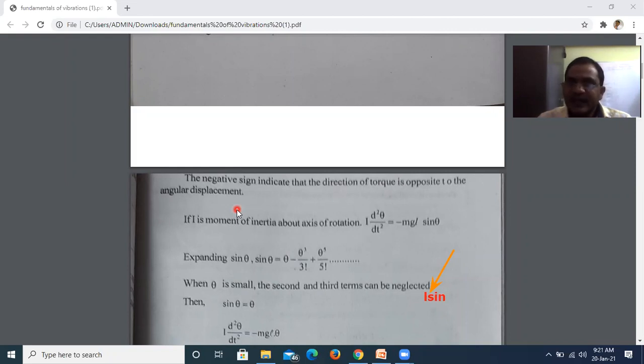Since there a and x are in opposite direction, our force and displacement are in opposite direction. F is equal to minus kx. So similarly here, we are writing that the torque is opposite to the angular displacement.